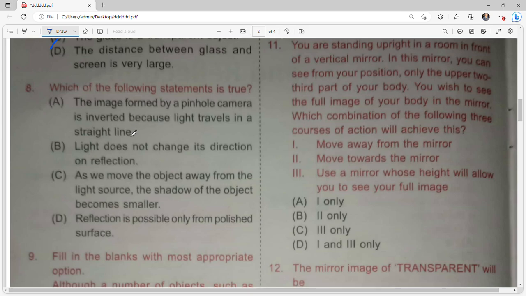Which of the following statements is true? The image formed by a pinhole camera is inverted because light travels in a straight line. Light does not change its direction on reflection. As we move the object away from the light source, the shadow of the object becomes smaller. Reflection is possible only from polished surface. So the correct answer for your question number 8 is option number A, which says that the image formed by a pinhole camera is inverted because light travels in a straight line.